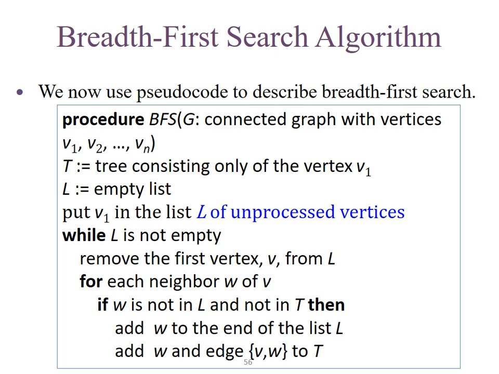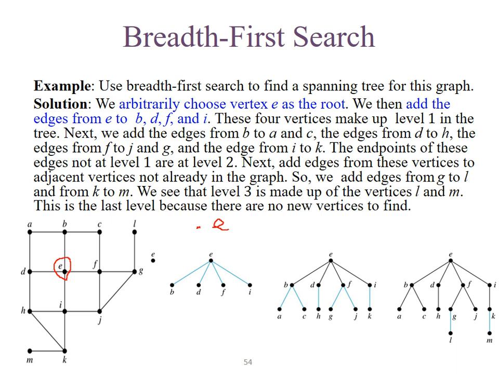And in the while loop, we consider each neighbor W of E. If it is not in L and not in T, then we add W to the end of the list. Okay, so let's see. B is adjacent to E. So now we have L. Okay, so we can add B into the list, and then we add B and the edge EB into the tree.